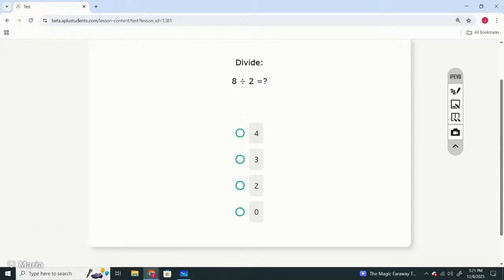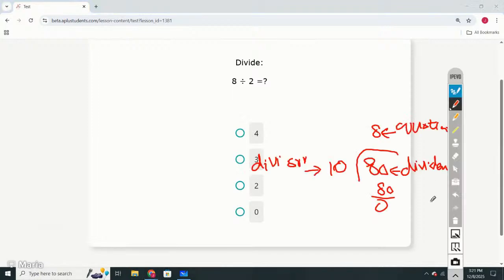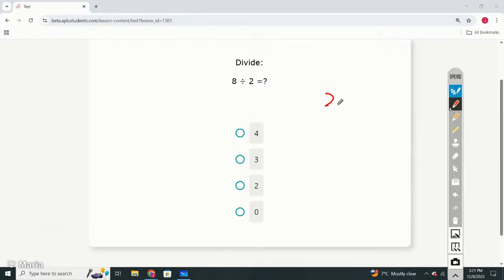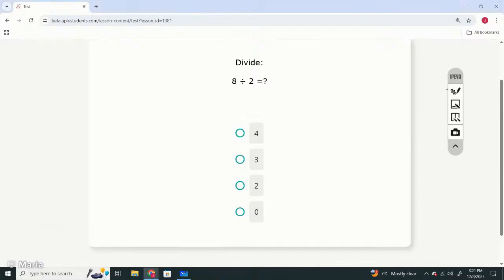8 divided by 2 equals, let's just skip count by 2's until 8. 2, 4, 6, 8. So we skip counted 4 times. So 8 divided by 2 is 4. Option number 1 is the correct option, that is 4.